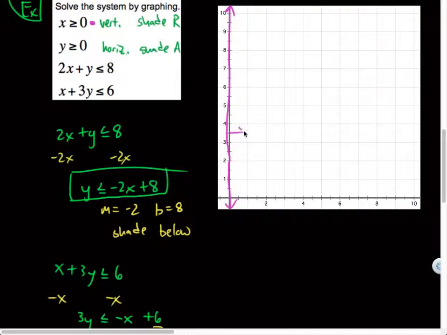And shaded to the right. I'm not going to shade it just yet because I anticipate having a bunch of shading going on. So I just know that it's shaded to the right.